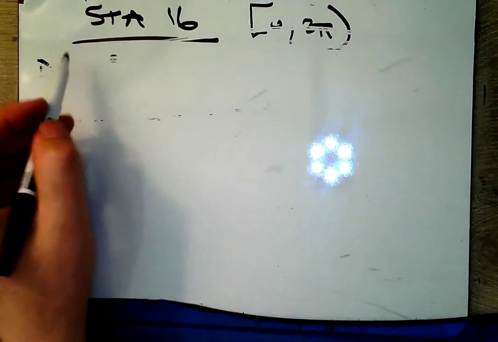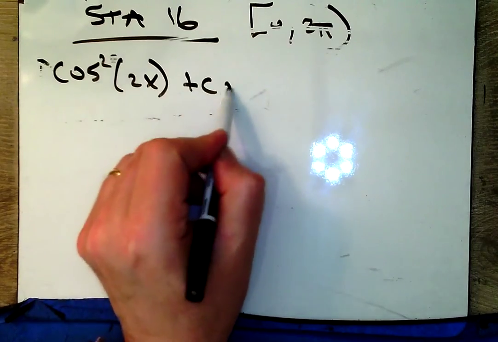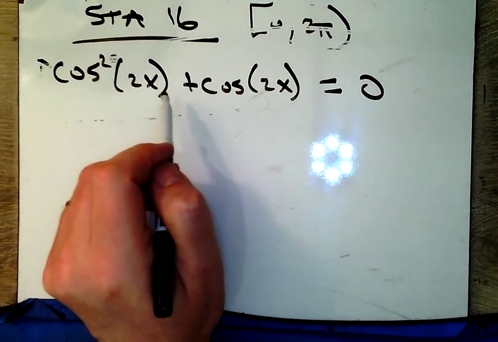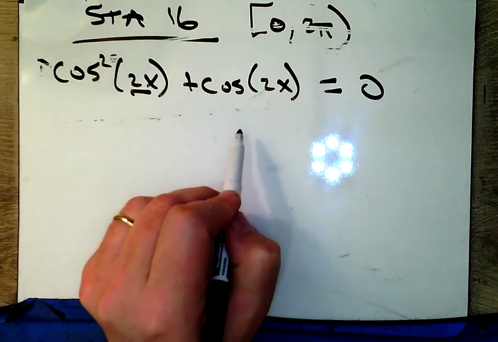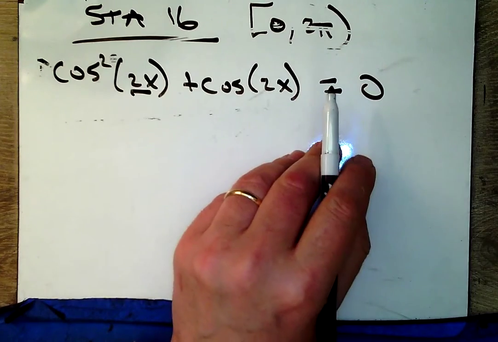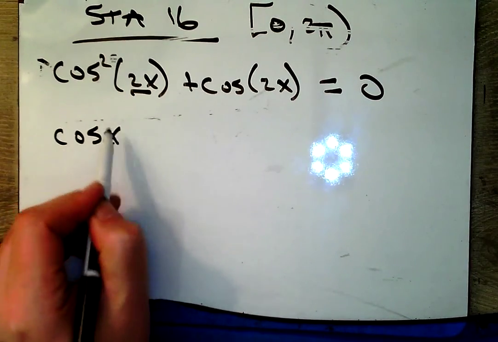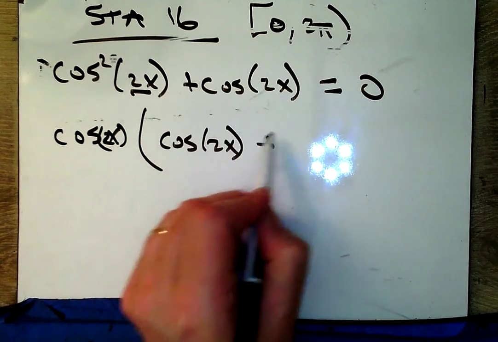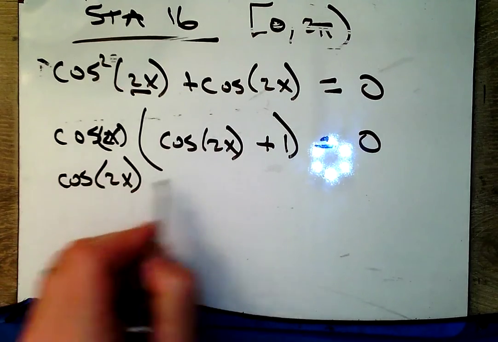Okay. The last problem, cosine squared 2x plus cosine 2x. This is the time on 0 to 2 pi with a b value. This is where I have to go around twice. Okay, so we have cosine of 2x times cosine of 2x plus 1. We set each of those factors equal to 0.